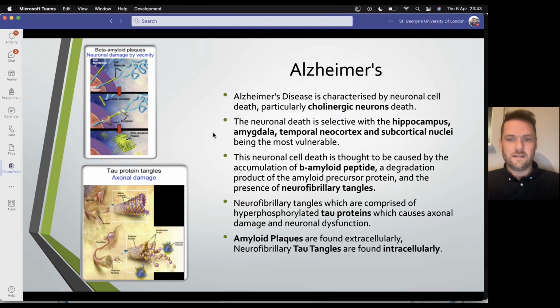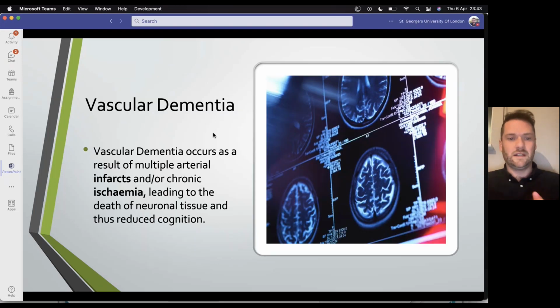All right. I'm going to keep doing them all in the same order. So next one is vascular dementia. Vascular dementia is a lot simpler. It occurs as a result of multiple arterial infarcts. You've already learned about ischemic stroke. I don't remember if it was last week or the week before, but this has the same pathogenesis, the same risk factors, and the same behavioral and focal neurological signs. It's basically caused by chronic infarcts, and that just leads to the death of neuronal tissue and hence reduced cognition. So that one's quite easy, I think.